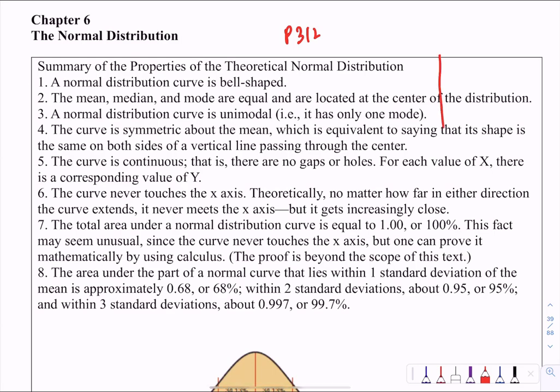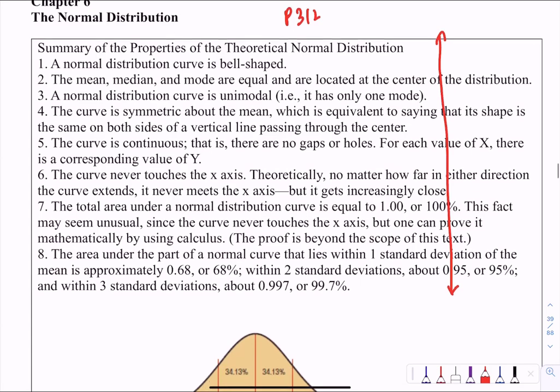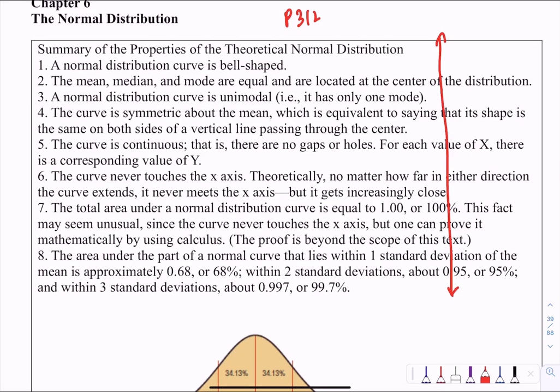All of this you can read. It's not really that difficult. Maybe if you cannot really understand, it's okay lah, because we will go through one by one example in this chapter 6. The most fundamental one, the normal distribution curve, is a bell shape.